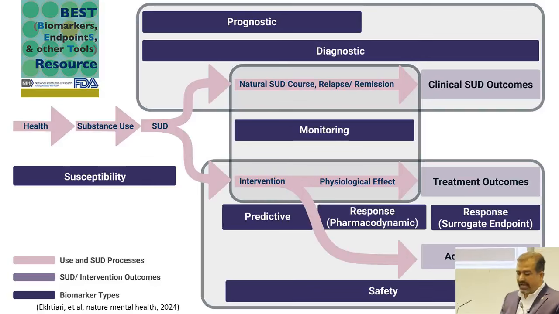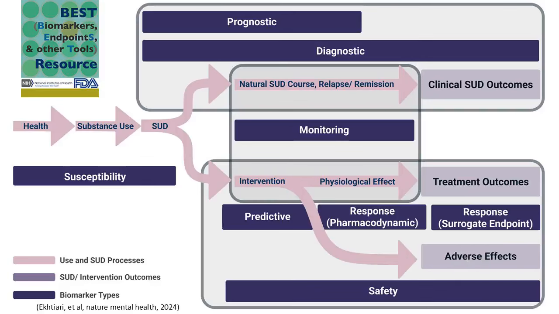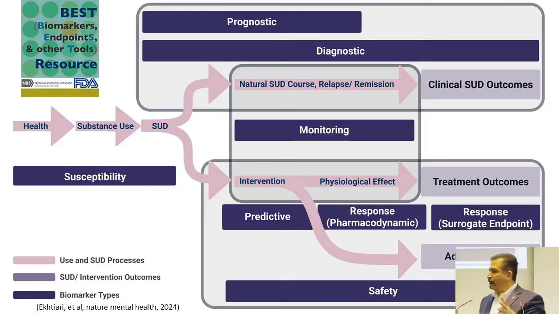We can use it as a predictive biomarker. When we are discussing predictive, we are talking about a specific type of intervention. We are going to give people naltrexone or acamprosate or Antabuse, disulfiram, different medications that we have for alcohol.